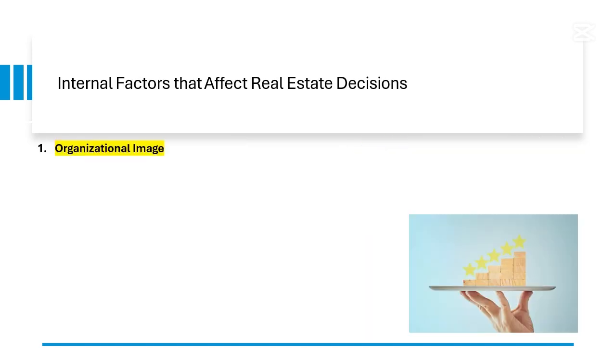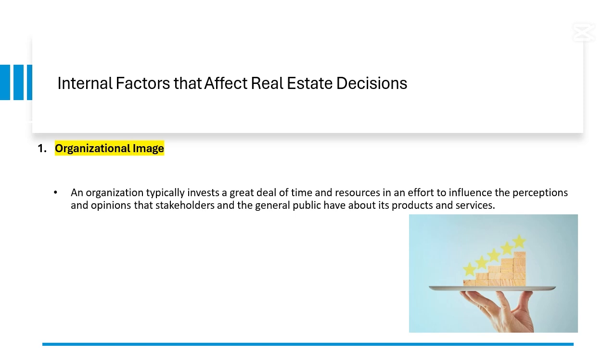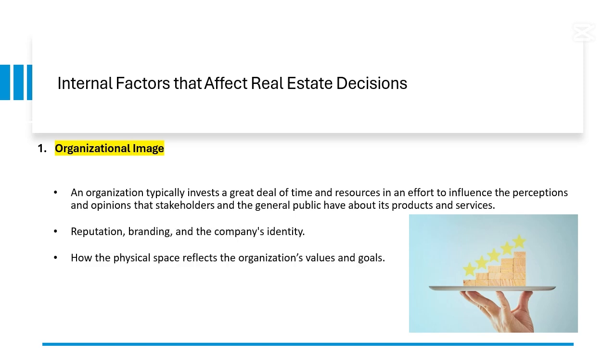So let's break down internal factors in a little more detail. The first one is organizational image. The physical space an organization occupies says a lot about its value and identity. Organizational image refers to how your company is perceived by its clients, employees, investors, and the community. This perception is often shaped by the properties you choose. So, when making real estate decisions, it's important to consider how it's aligned with the organization's brand values, image, corporate culture, and reputation, and how the physical space reflects the organization's values and goals.